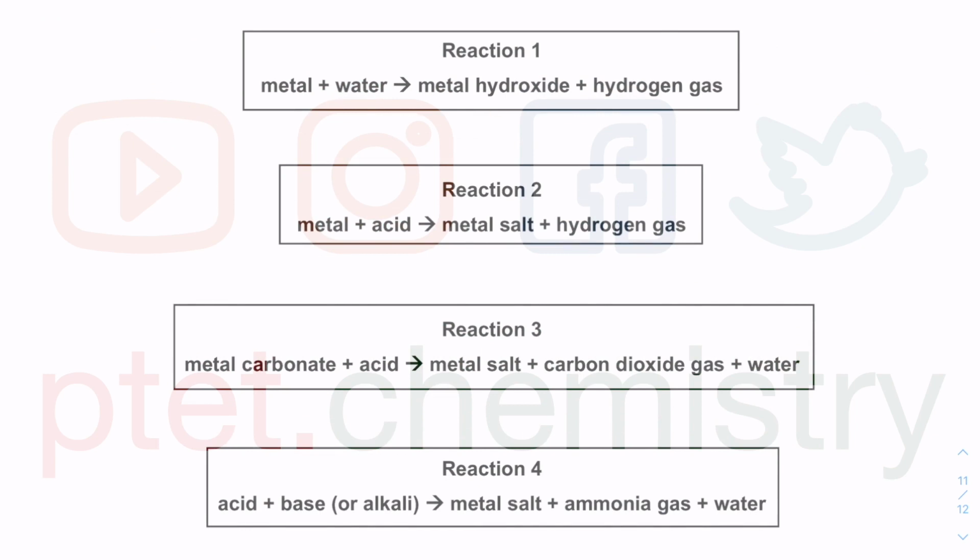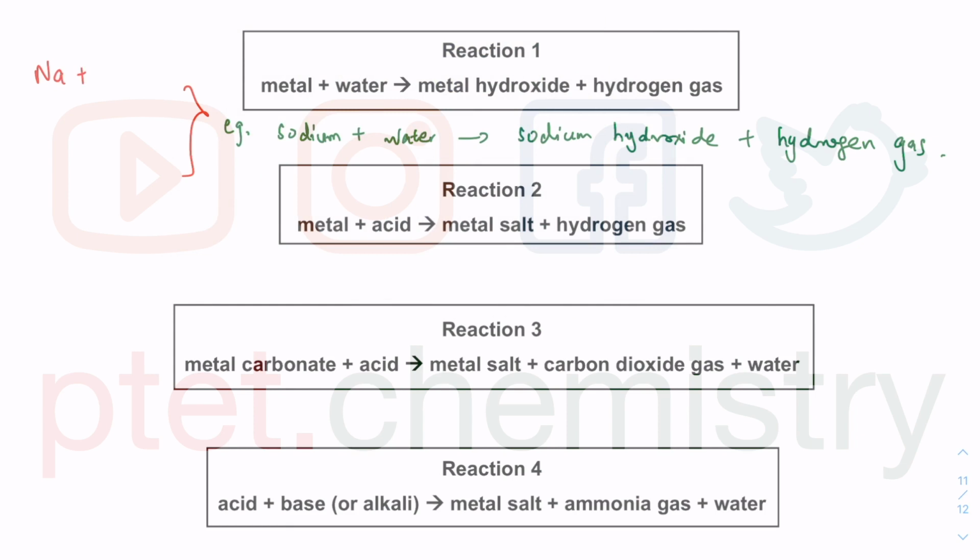Metal plus water gives you metal hydroxide plus hydrogen. For example, if I use sodium plus water, sodium is the group 1 metal, so I will get sodium hydroxide plus hydrogen gas. Of course, then you can convert this into a symbol equation. Sodium plus water giving you sodium hydroxide. Sodium hydroxide is Na plus OH minus. So when you do the crisscross, you will get NaOH.